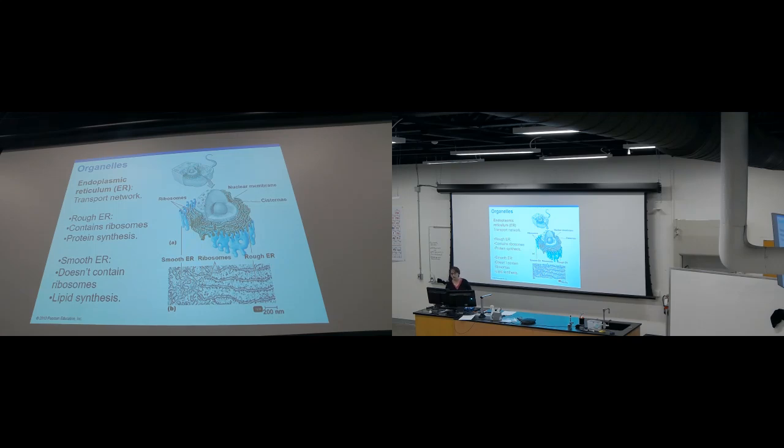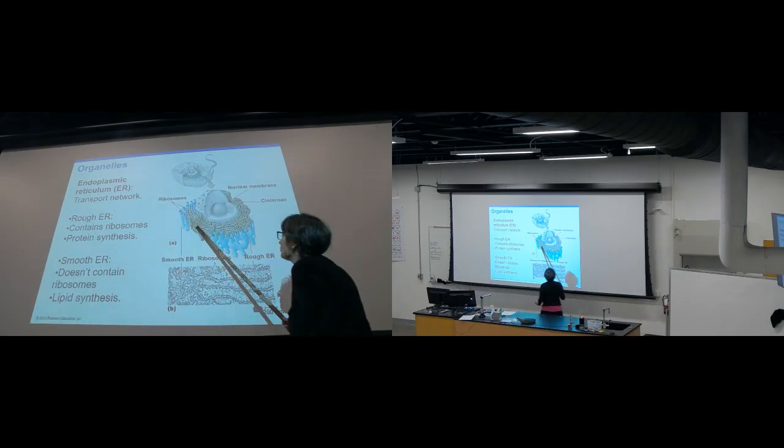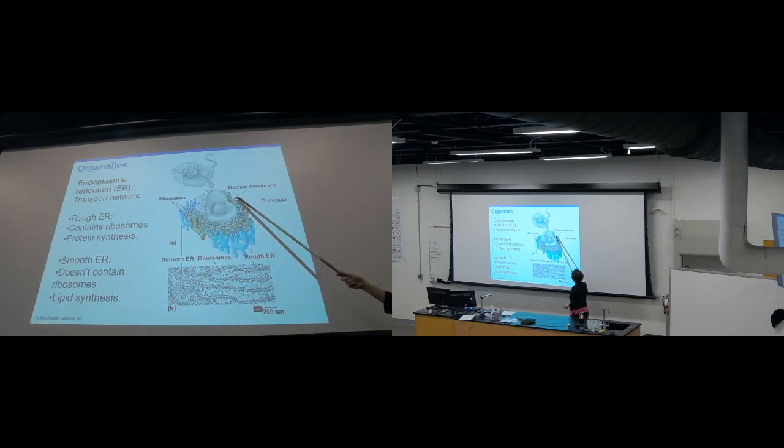Okay, so we're going to then continue with our discussion of chapter 4 about the organelles in the eukaryotic system. And then we will move into chapter 6, which is microbial growth. So one of the organelles that these eukaryotic cells have is this rough endoplasmic reticulum.